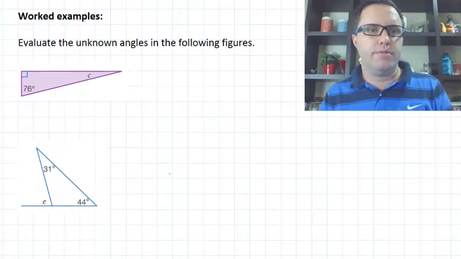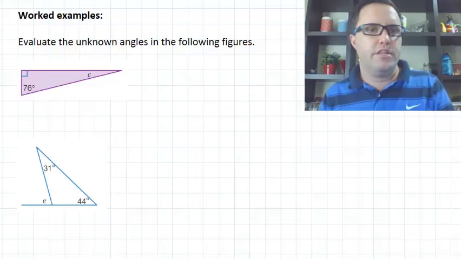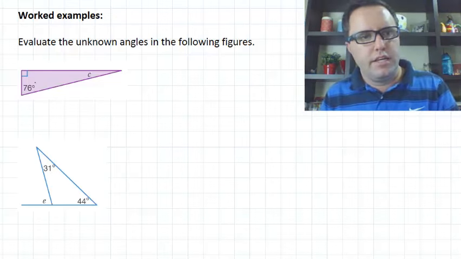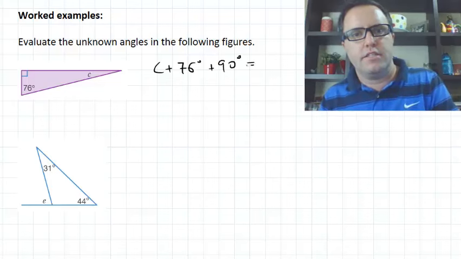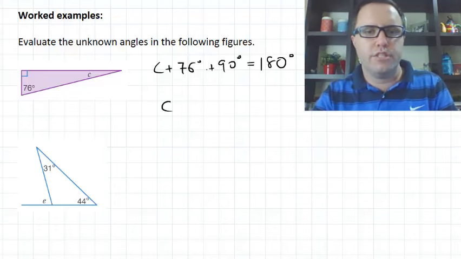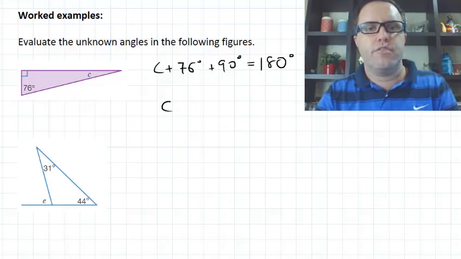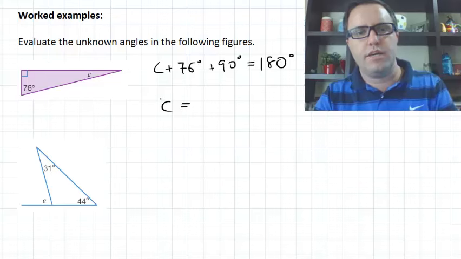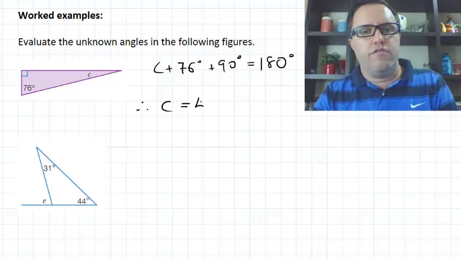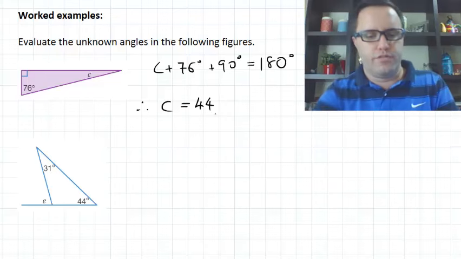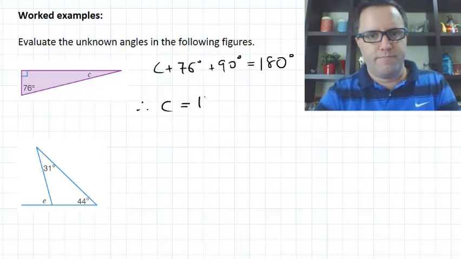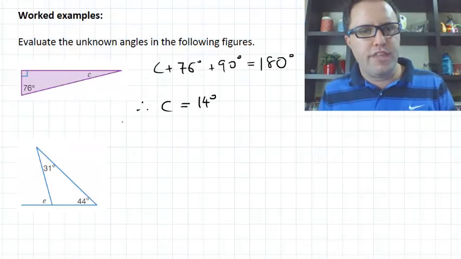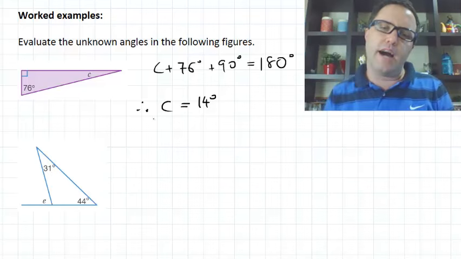All right, let's have a look at some worked examples. Evaluate the unknown angles in the following figures. So we've got a triangle and we need to know C. We've got 76 degrees and a right angle here. So C plus 76 degrees plus 90 degrees is equal to 180 degrees because of internal angles of a triangle. And so we subtract 166 from both sides, and we get C being equal to 14 degrees. Try to put this "therefore" in the front too, because it looks cool and it's like you're making an argument.